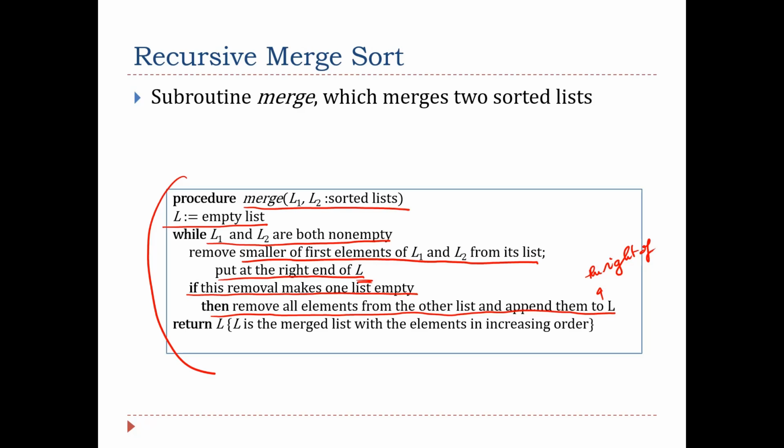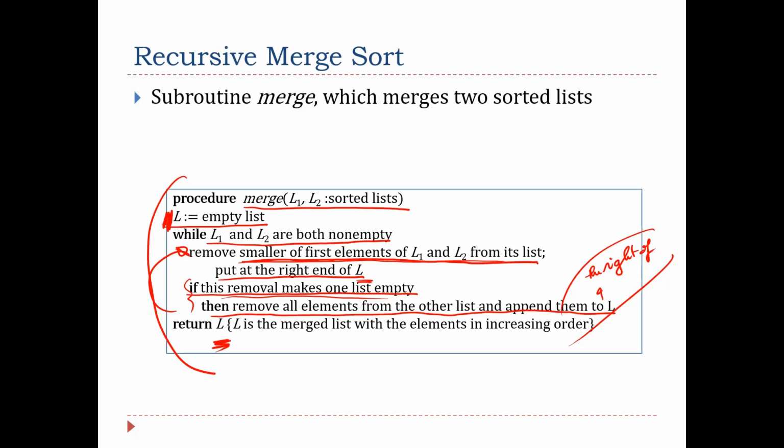Otherwise, it's not a big deal. We just continue. We remove the smaller first element from the two lists, and we keep doing this until one of the lists is empty. Then we copy all of its content, as I told you, to the right end of the result list L, and then we return this list at the end.